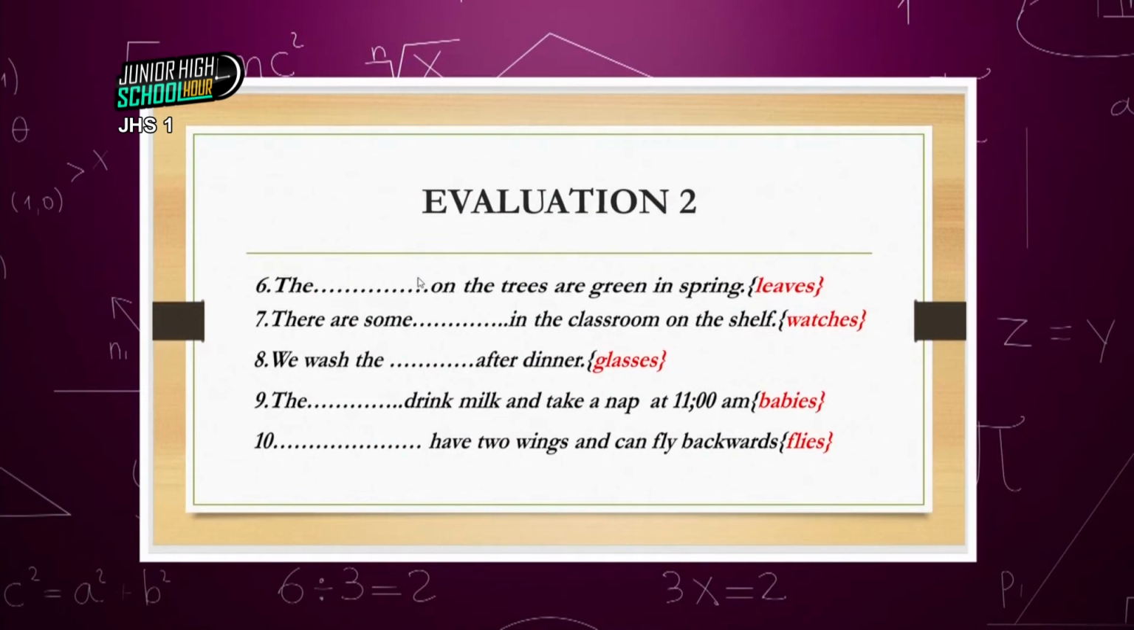We wash the dash after dinner. My correct answer, I have glasses. So up there, obviously, is going to be glass. Then number 9, the dash drink milk and take a nap at 11 a.m. My correct answer, I have babies being the plural. So what is the other one? Of course. And then finally, dash have 2 wings and can fly backwards. My correct answer, I have flies. What is the other one up there? Okay.